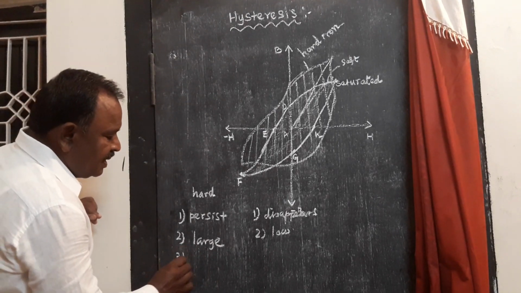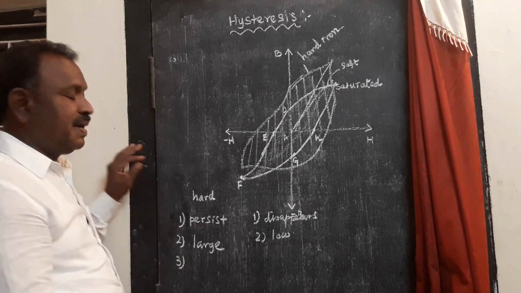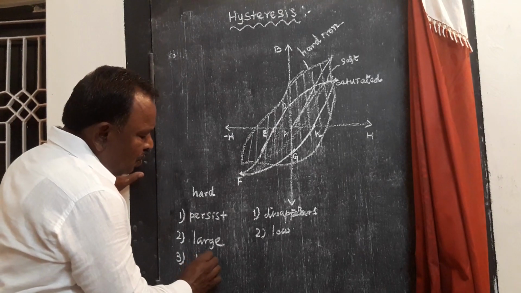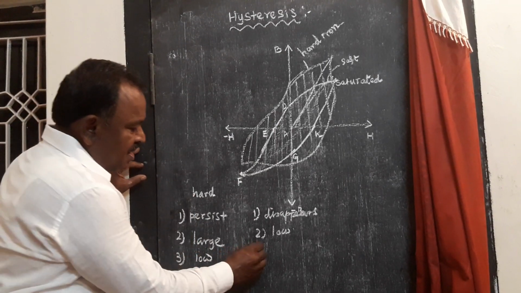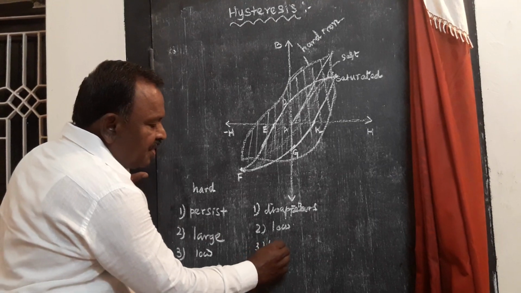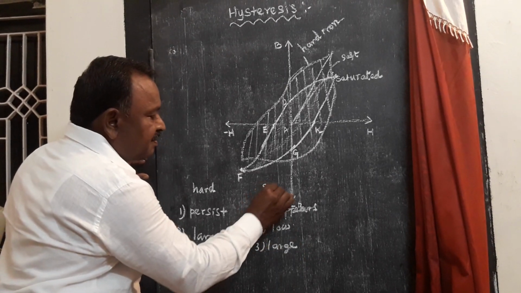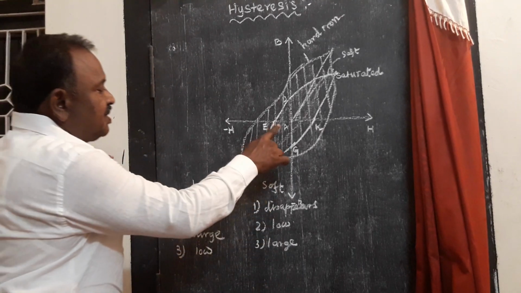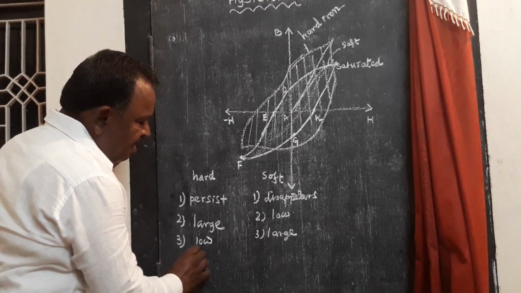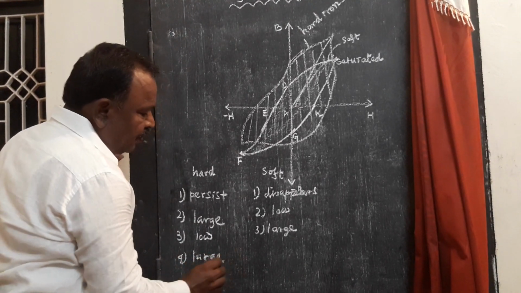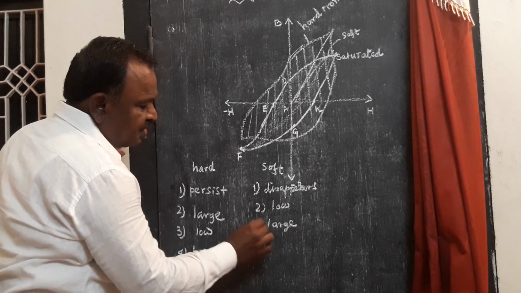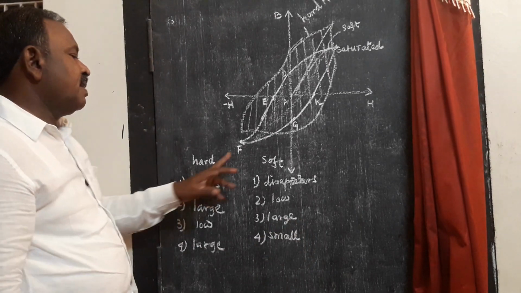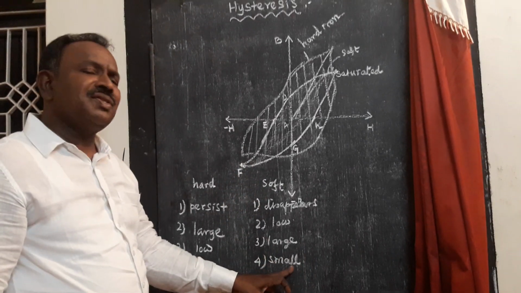Third one, susceptibility and permeability. Susceptibility and permeability are low in the case of hard iron and larger in the case of soft iron. For hard iron, the hysteresis area is larger, so the energy lost is also large. For soft iron, the area is small, so the magnetizing energy lost is also small.